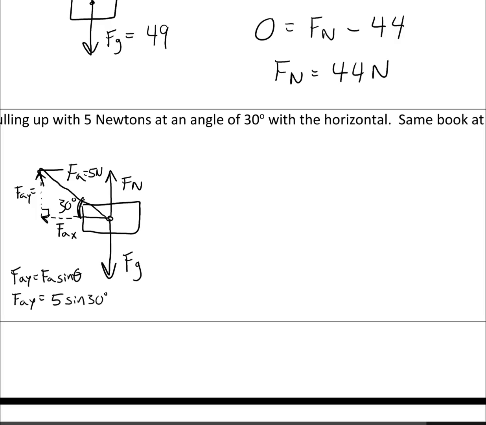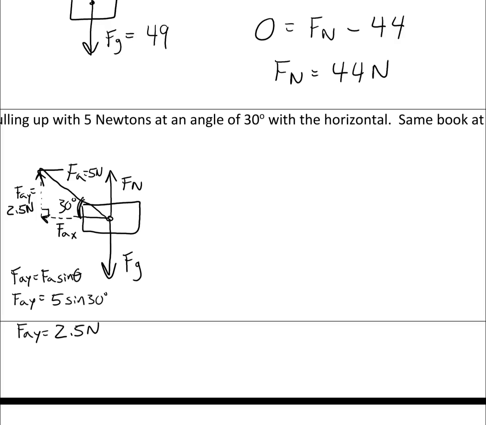All right, so FAY, I'm gonna go outside the box here, is equal to 2.5 newtons. That makes sense because sine 30 is 1/2. Okay, so 2.5 newtons are going up, and some other kind of newtons are going to the left, but we just care about 2.5 newtons.